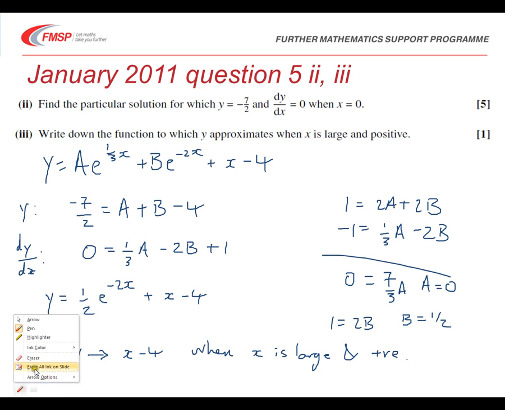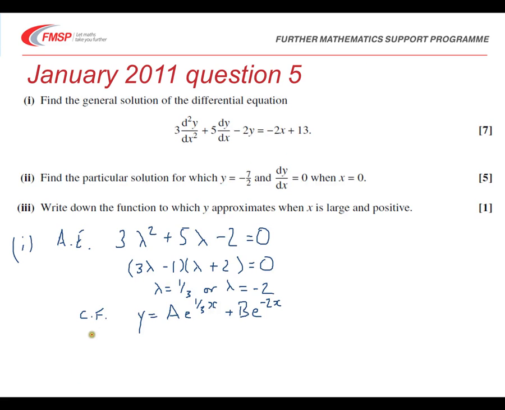Quick look at the mark schemes for this then. In the first part there's a method mark for identifying a correct auxiliary equation, and an accuracy mark for the two correct roots of this, and then a further accuracy mark for the complementary function.